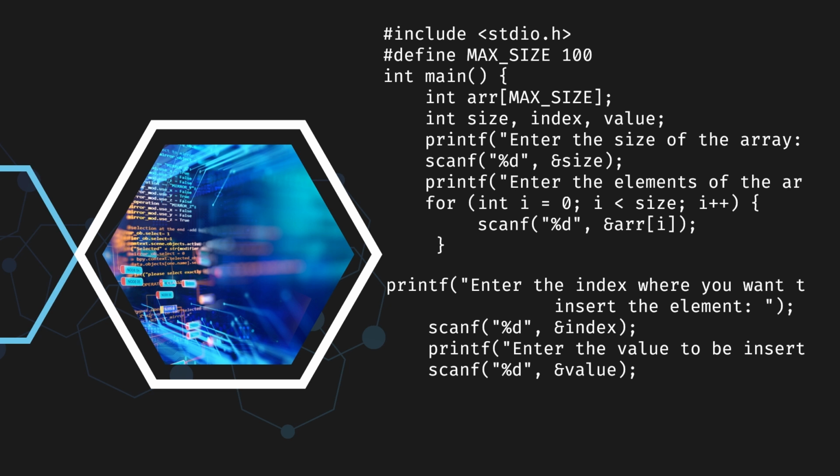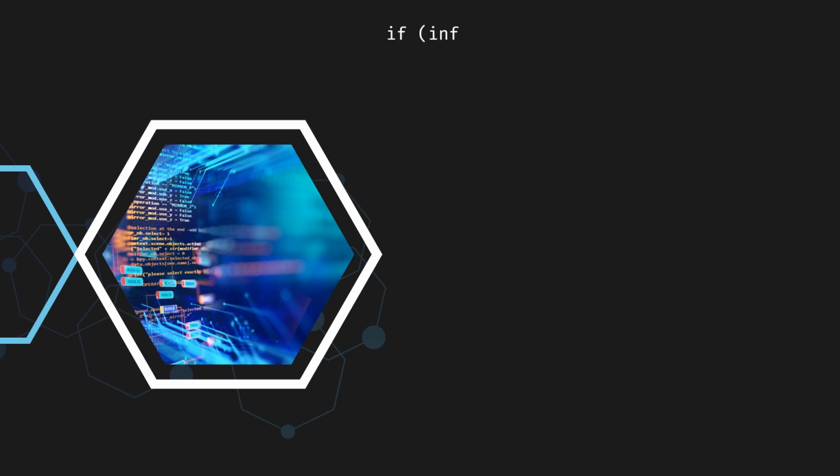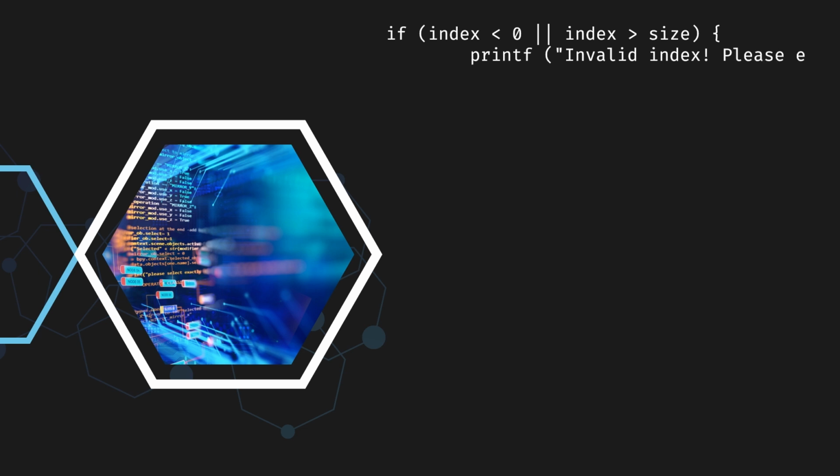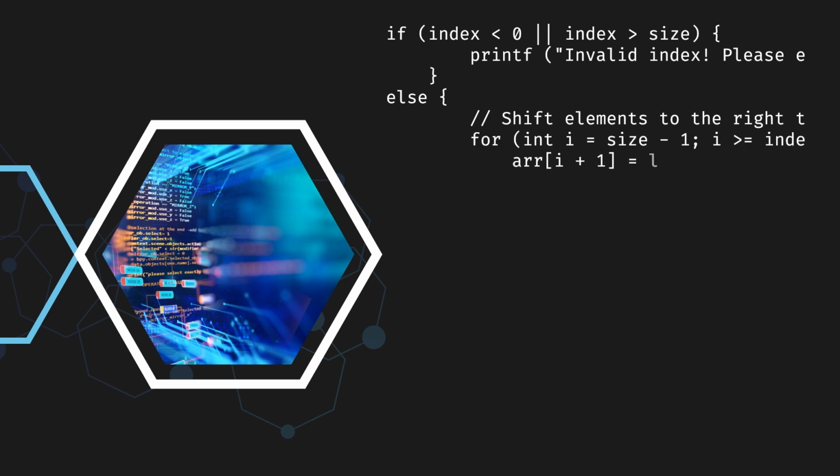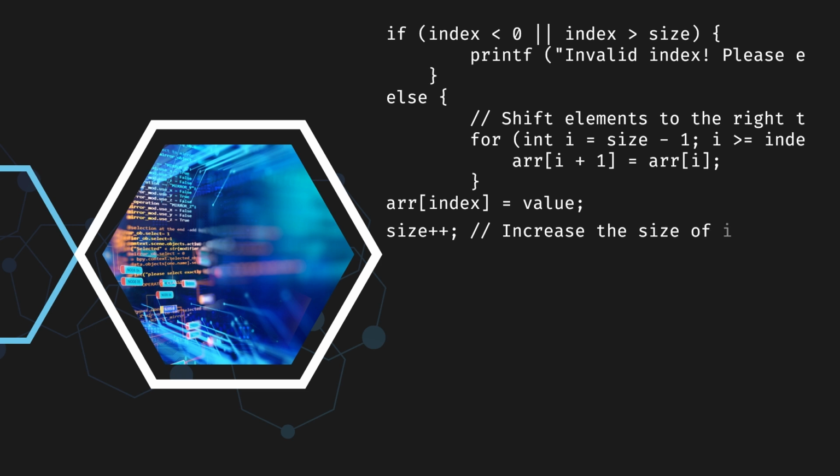First, I have asked the index number. After the index number, I have asked for this value. I have taken one control statement, and the condition is: index less than 0 or index greater than size. This is a simple condition I have put over here. Inside this I am writing "Invalid index, please enter valid index number from 0 to length minus 1 of the array." If the index is less than 0 or greater than size, it will show this invalid index message.